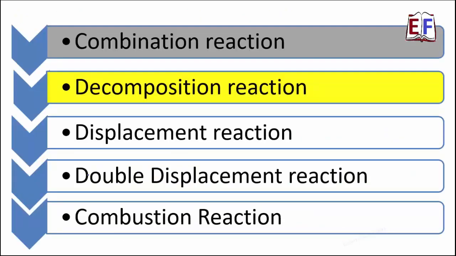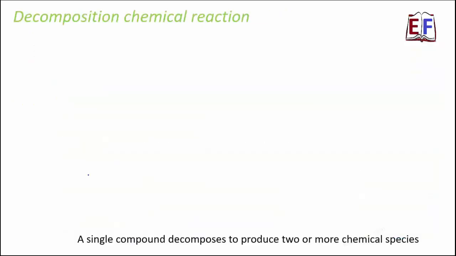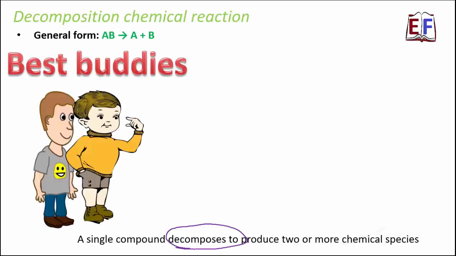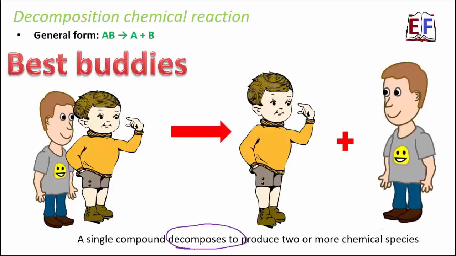Let us now move ahead with decomposition reaction. Decompose, what does it mean? Decompose means to break down or to split. So when a single compound decomposes to form two or more chemical species, that is known as a decomposition chemical reaction. So it is exactly the opposite of combination reaction. So here AB splits or decomposes to form A plus B. So let's say they are the best buddies. When the two best buddies fight and then they separate out, they split. So that's decomposition chemical reaction.